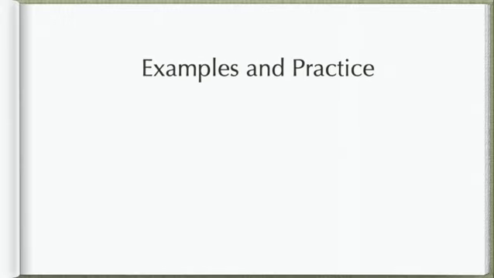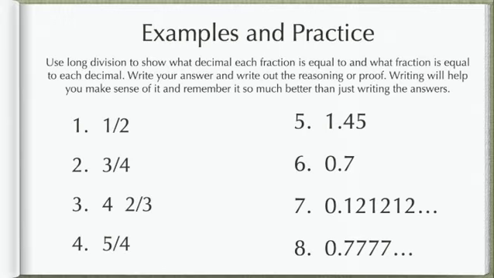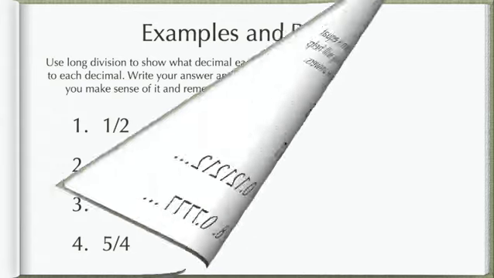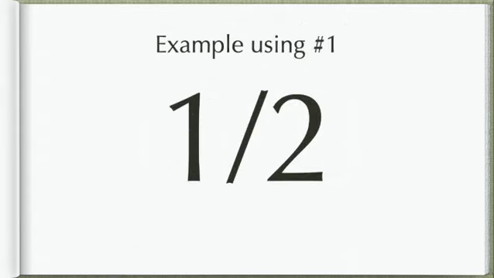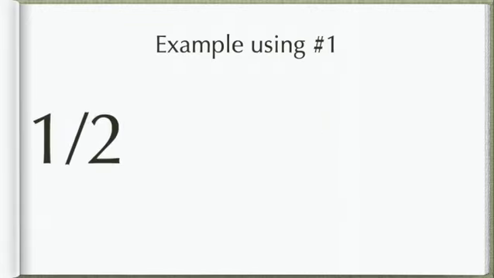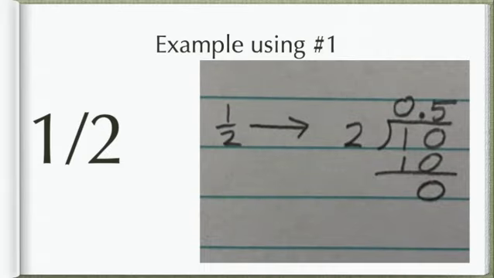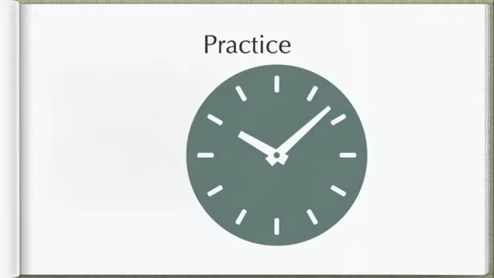And now here are some examples in practice. Pause it, write them down, give them a try. I am going to do number 1 as an example here. So turning 1/2 into a decimal. You're going to put the 2 on the outside, the 1 on the inside, and 2 does not go into 1. So you add a 0, and you keep going.